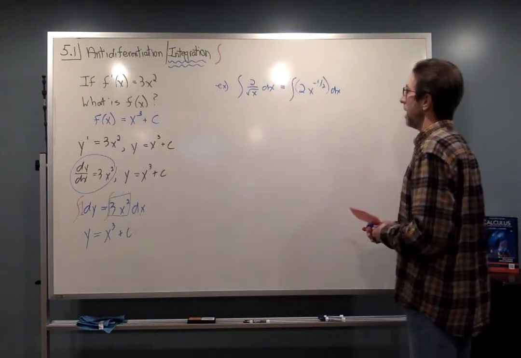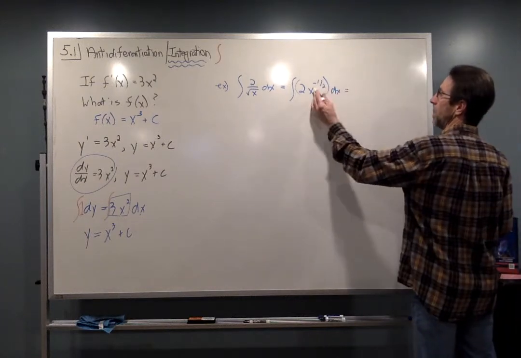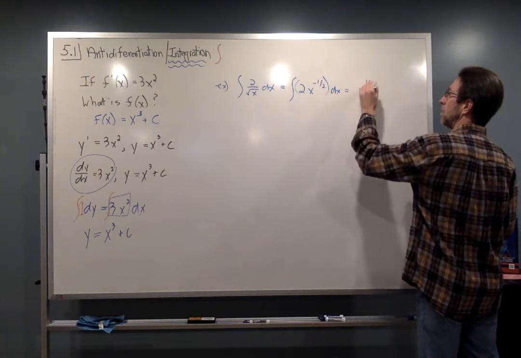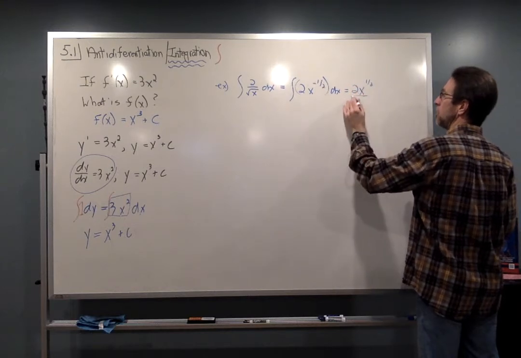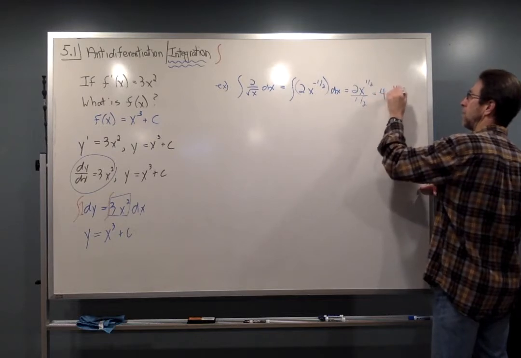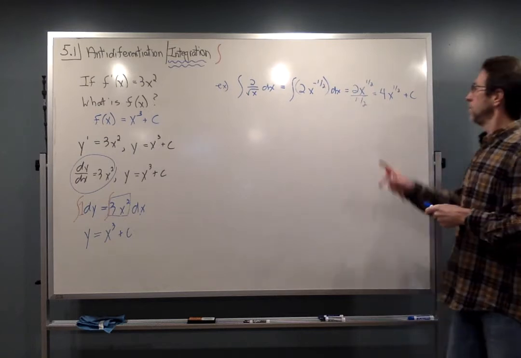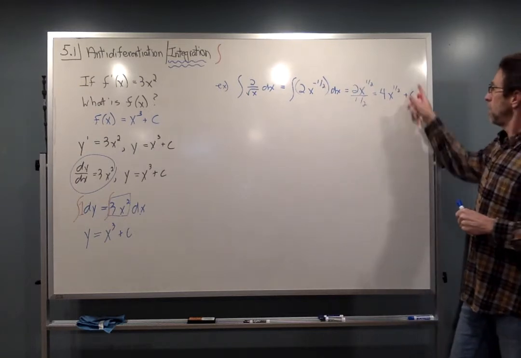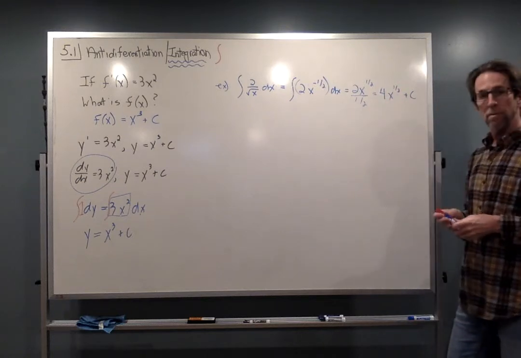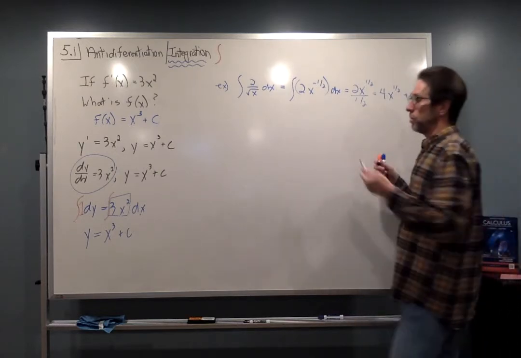So basically what we can have here is an answer of, if I add 1 to this exponent, that becomes x to the 1/2. And then I divide by that new exponent, I end up with 4x to the 1/2, of course, plus c. The great thing about all integration problems is we can basically check it. If I want you to find the derivative of this function, 1/2 times 4 is 2, x to the negative 1/2.